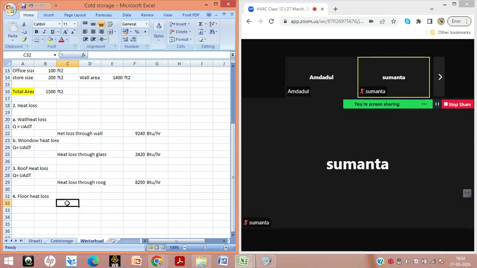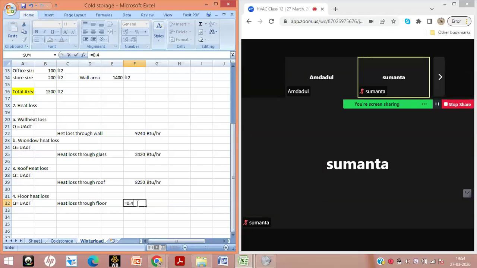So let's consider heat loss through this roof. Then heat loss through the floor. Okay, so again the same correlation.